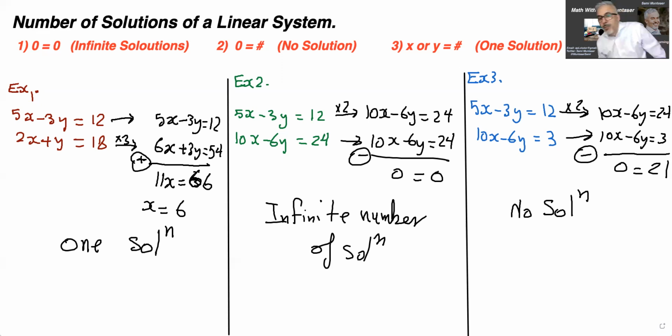There are also the word problems. We'll visit them one day. But this is basically how you do elimination and substitution and how you find how many solutions you have when you have two linear systems.